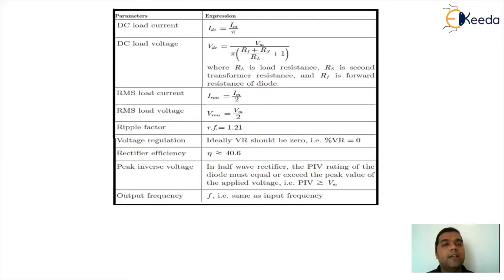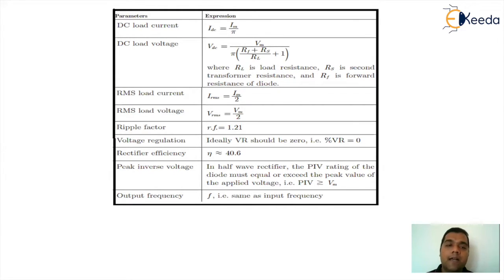Similarly, the DC load voltage will be defined as VDC, which under ideal operation will have the value Vm by pi. But practically, it will have a consideration for the resistance of the diode, the load resistance, as well as some small contribution from the transformer secondary side. That's the reason the formula for VDC will be Vm by pi into a factor.